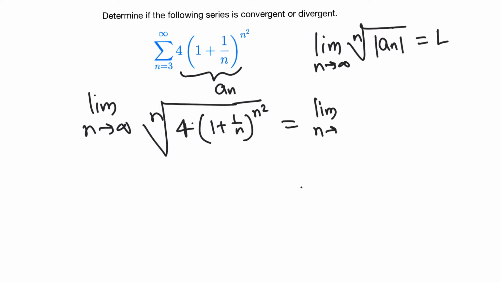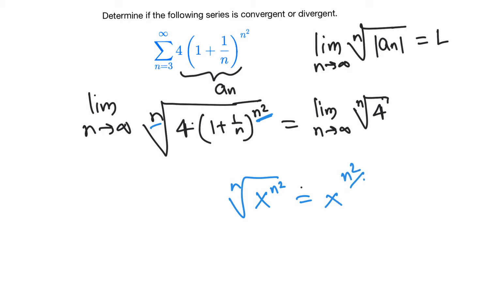The limit as n goes to infinity of the nth root of 4, and in this case we have the nth root and n squared. So it's pretty much like we have the nth root of something, let's say x to the n squared, that is x to the n squared over n, and the n's cancel, just n. So we get n squared, and the nth root means just x raised to n. So in our case now, that is 1 plus 1 over n raised to n. So the nth root is gone.